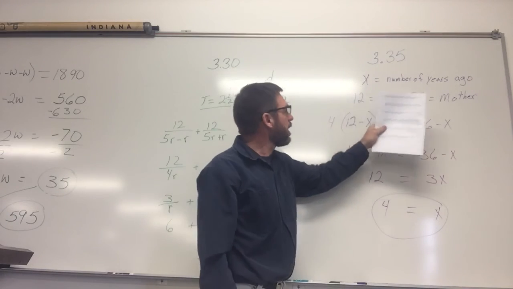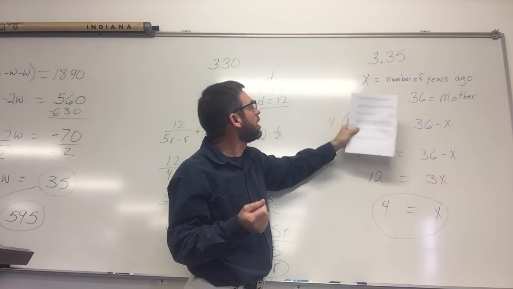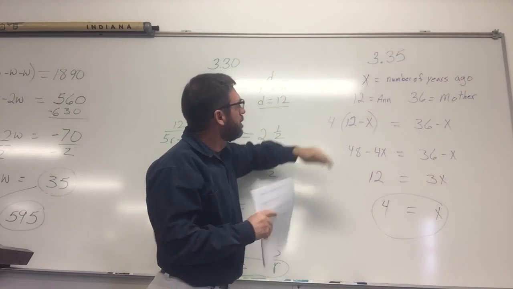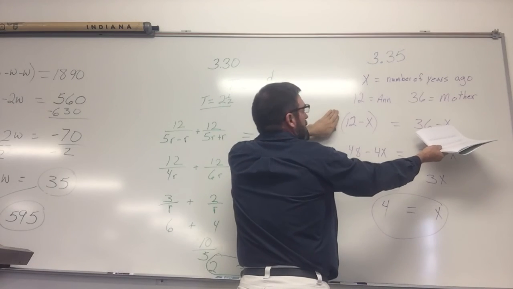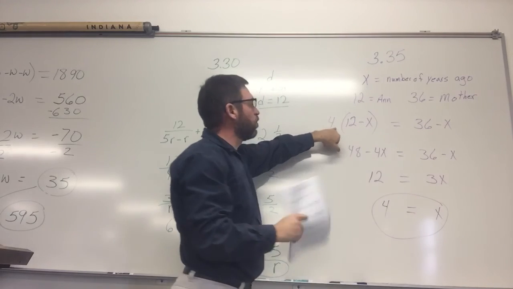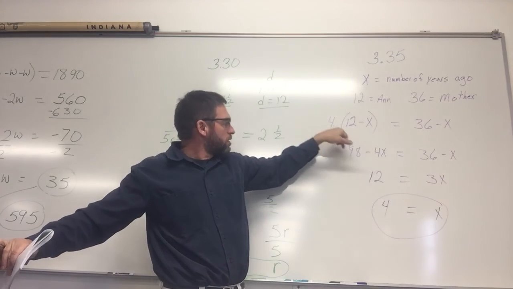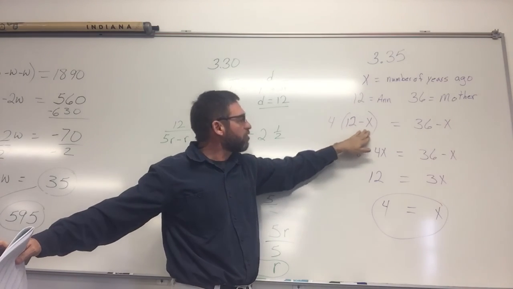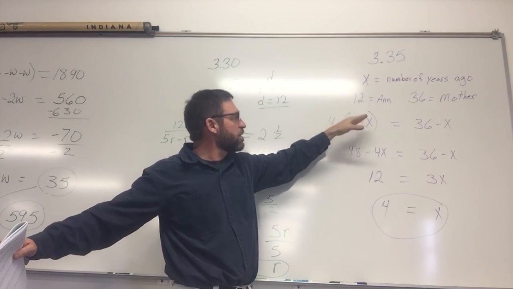So I come and I let X represent the number of years. Okay, we don't know how many years ago it was, so X is the number of years. Anne's 12, mother's 36. Now, here's how I set up the problem. I put X subtracted, I don't know how many years ago this was, but I put 4 outside. I want 4 times Ann's age. So this here, I put in parentheses. You didn't have to put it in parentheses, but you were going to have 4 times instead of 3 times.